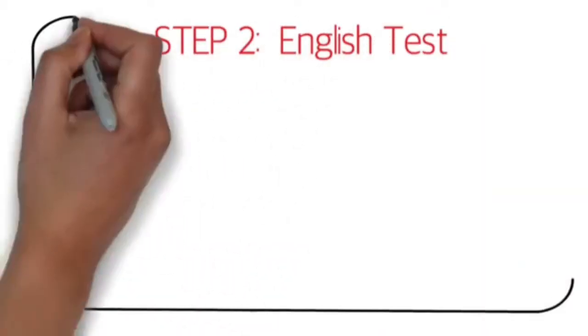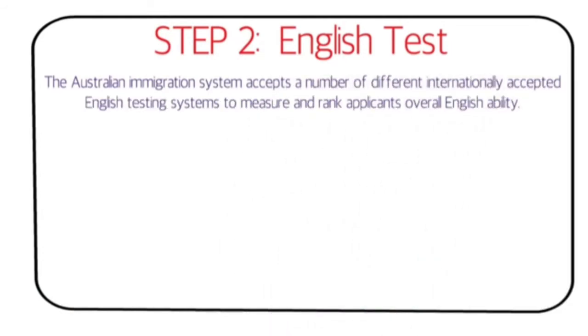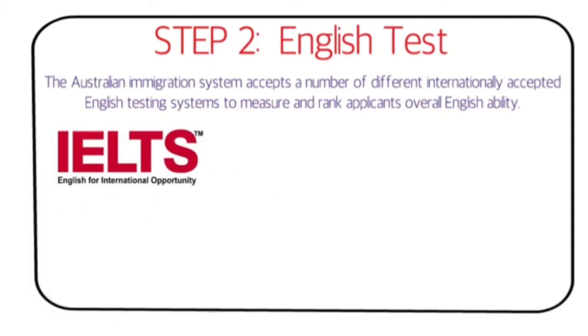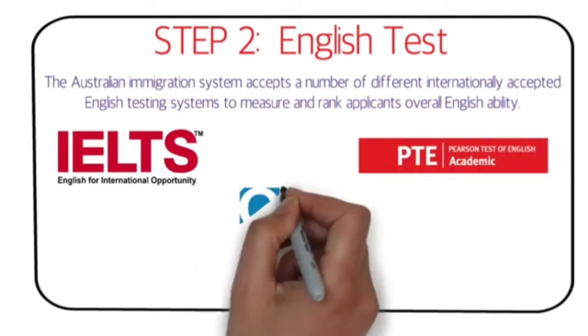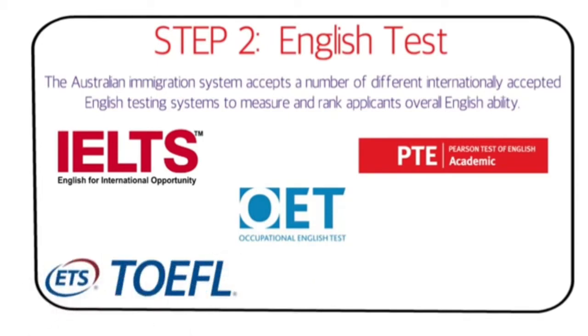Now let's talk about the second step, the English test. The Australian immigration system accepts a number of different internationally accepted English testing systems to measure applicants' overall English ability. You can go through IELTS, you can appear for PTE Academic, OET, which is the Occupational English Test, TOEFL iBT, or Cambridge Assessment English, which is CAE. So there are 5 different tests. You can appear for any one of them, and according to the score you get, you'll be awarded points and ranked in their queue.